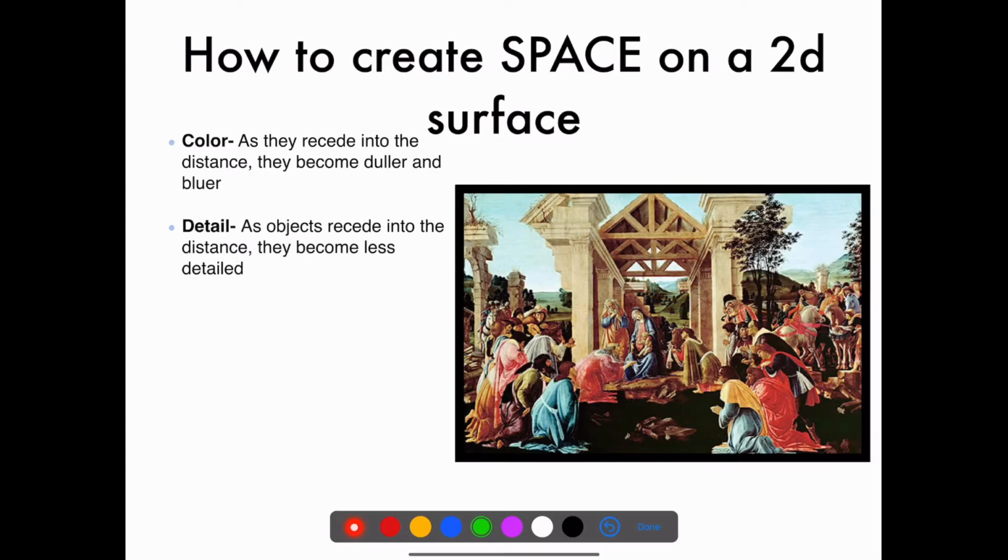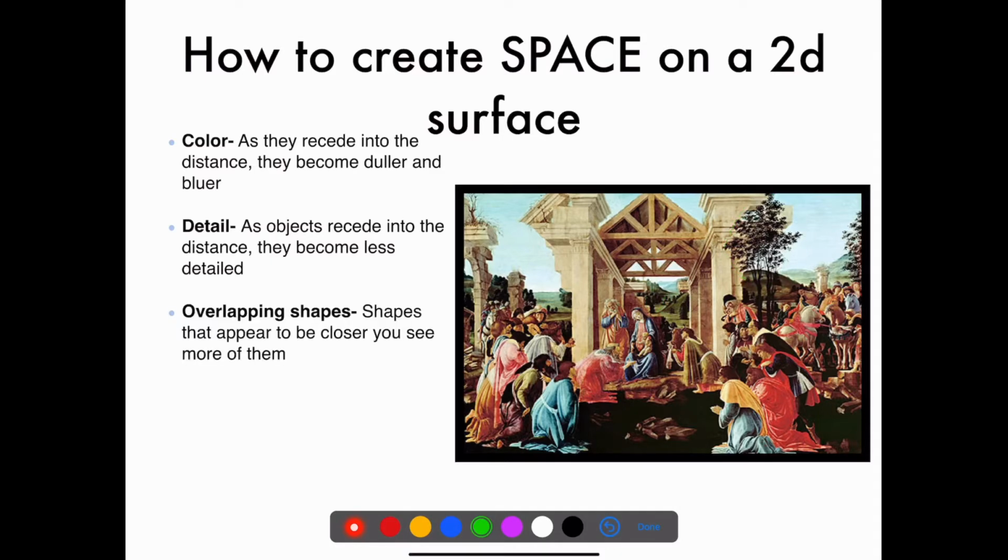Detail is also going to recede as objects get further into the distance. So notice these trees in the back, you can barely see the individual leaves on them. However, this tree that's closest to us, we can start seeing the individual foliage on the branches.